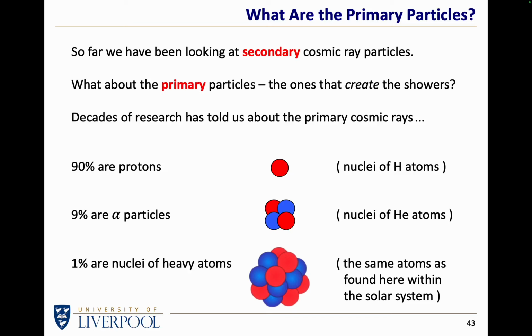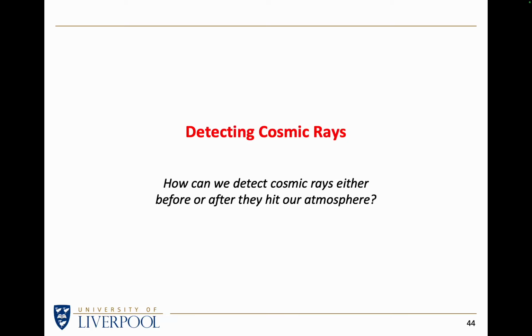Okay, not many of them, because all of these heavy nuclei only contribute about 1% of all cosmic rays, but as far as we can tell, what's raining down on the top of the atmosphere are the nuclei of the sort of atoms we see around us. So from wherever they're coming, out there, the universe is made of the same sort of stuff as what we see in the solar system around us.